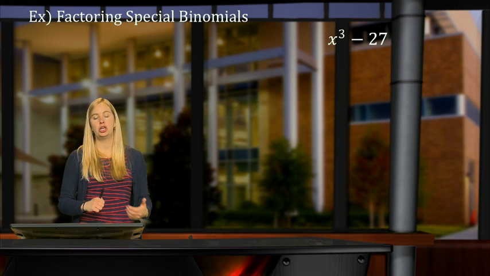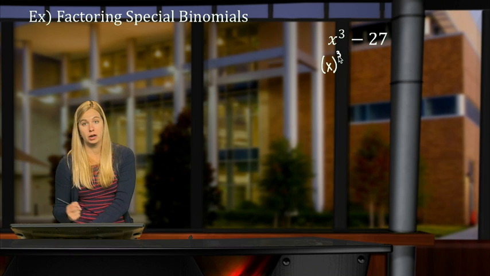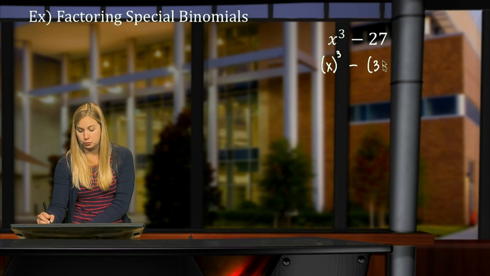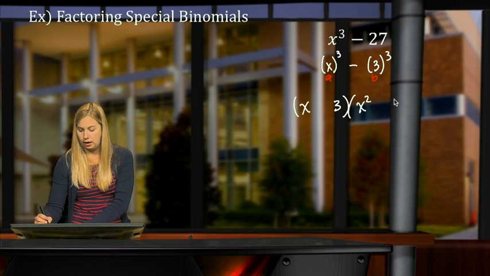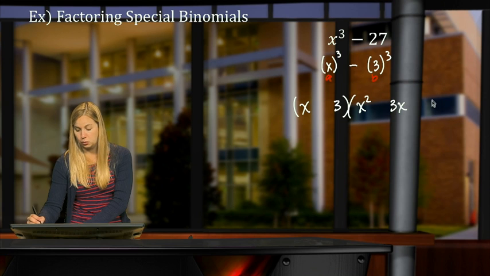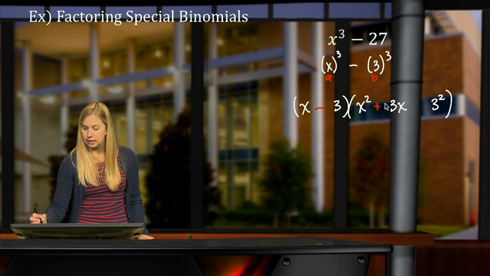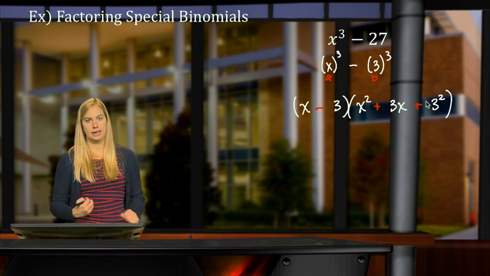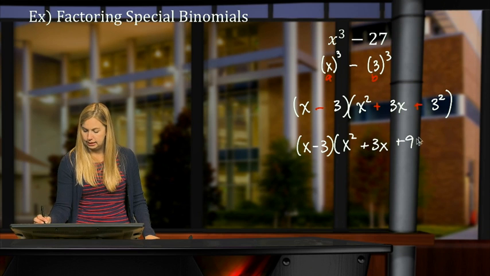Let's look at a difference of two cubes. X cubed minus 27. X cubed is the quantity x cubed. 27 is 3 cubed, which identifies our A and our B. Plug into your skeleton. A, B, A squared, AB, B squared. And then SOAP, same, opposite, always positive. And then last but not least, simplify. X minus 3 times x squared plus 3x plus 9.